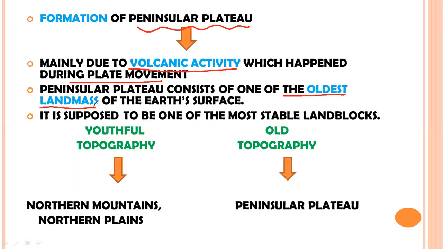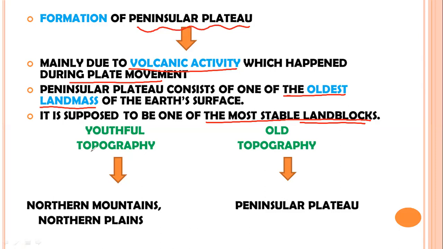That is because it was formed when India was still part of Gondwana land. Gondwana land is one of the oldest landmass, and when the Indian plate was part of Gondwana land, there was a lot of volcanic activities which led to formation of Peninsula Plateau. And it is supposed to be one of the most stable land blocks because it does not lie on any plate margin and thus it is stable.